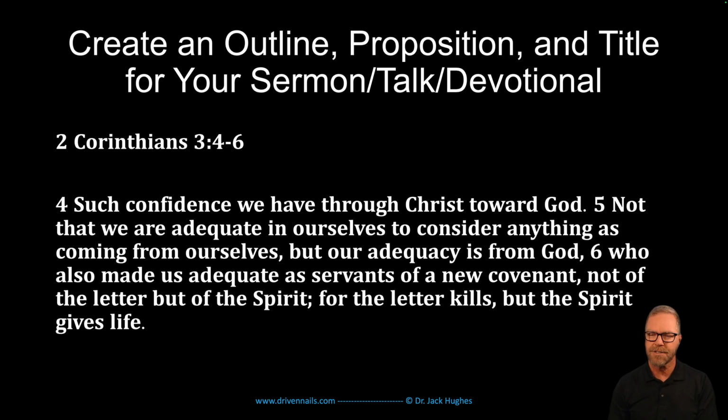Not that we are adequate in ourselves to consider anything as coming from ourselves, but our adequacy is from God, who also made us adequate as servants of the new covenant, not of the letter, but of the Spirit, for the letter kills, but the Spirit gives life.